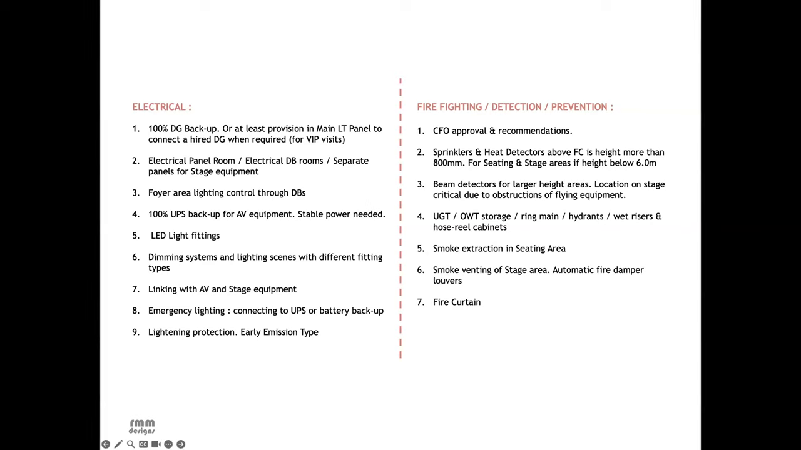Emergency lighting obviously is needed. You can either have emergency lighting connected to your UPS, which you are providing for the audio video system, and size the UPS accordingly. Or you can even get lights which have their individual battery backup. So when there is a power failure, automatically those lights take power from the battery which is located along with that light fitting itself, and they get powered on. Lightning protection is obviously required depending on your site location and how high your building is.